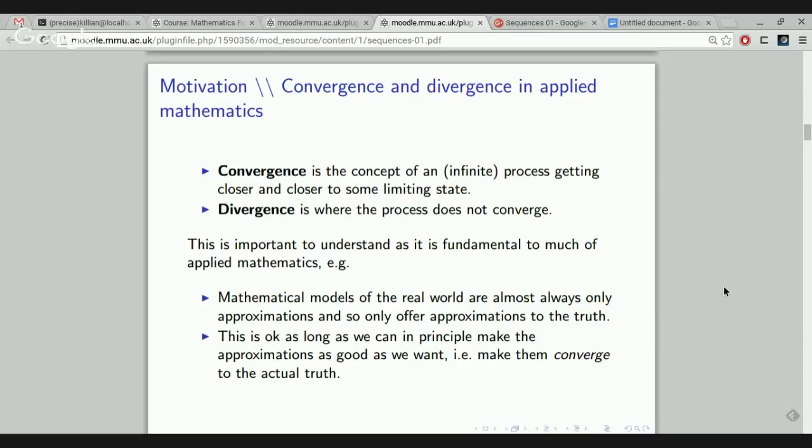But that's not a crushing blow, or that's not so bad, because in principle we can always make our models, if you like, converge to the truth, or get closer and closer to the real situation by making them more detailed and taking in more data. So building models of the real world, you can make them better and better and make them converge to the truth in some cases.